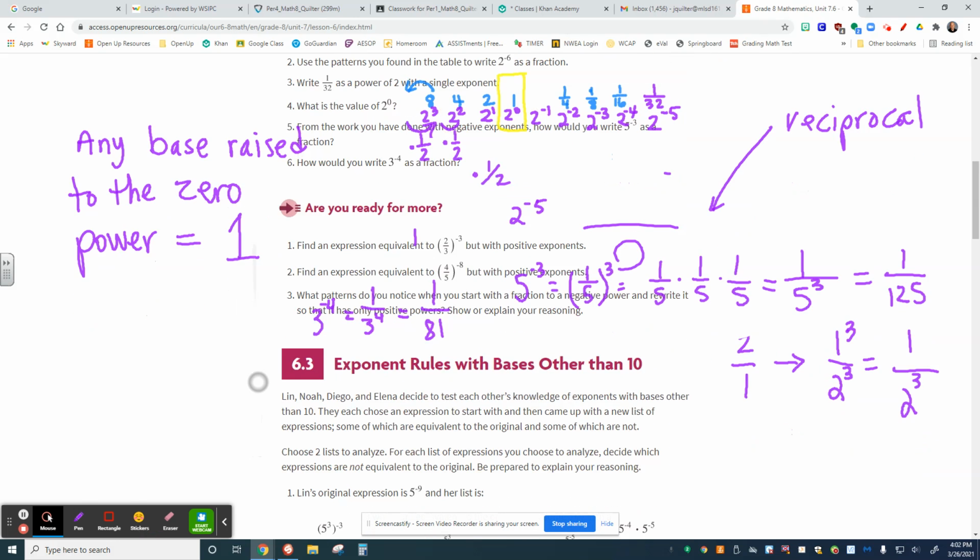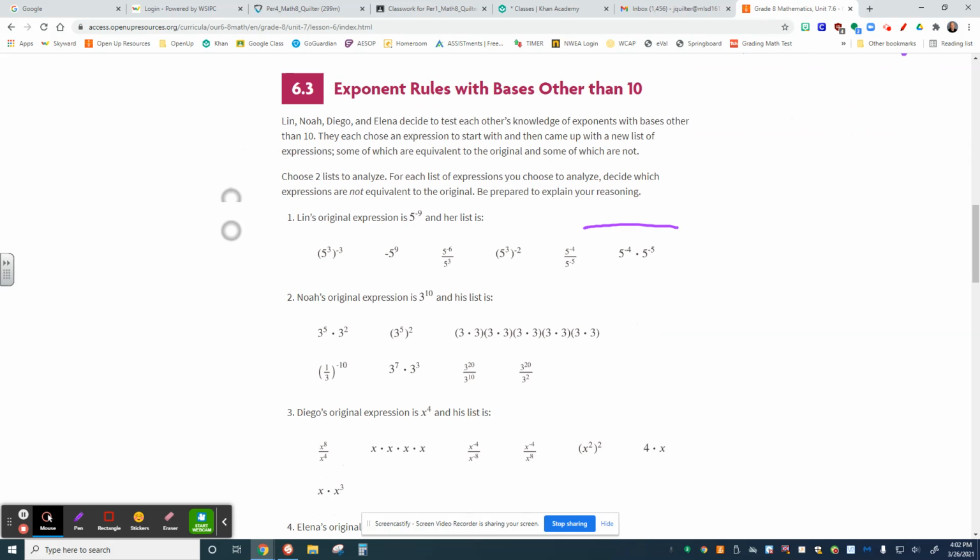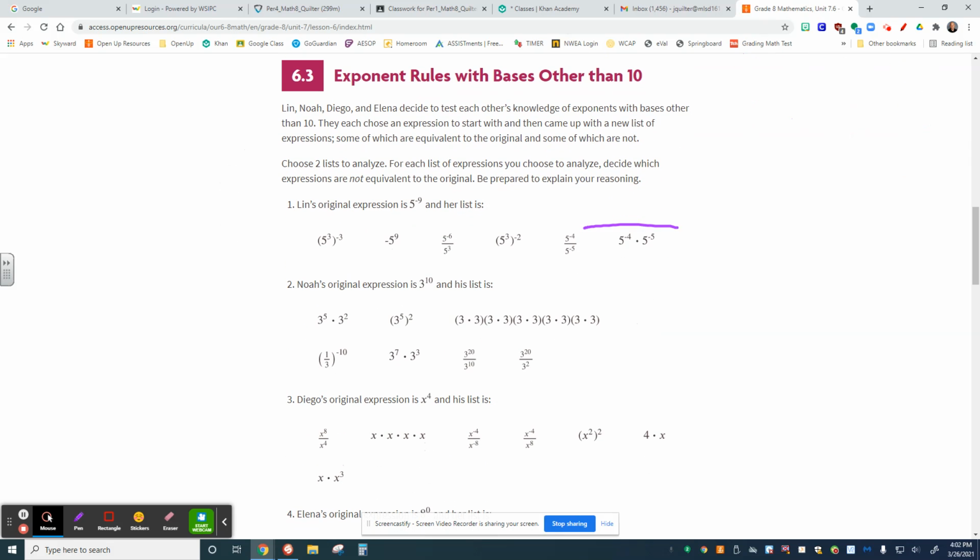All right, we're going to go on to the next section, talking about exponent rules with other bases other than 10. And so when we talk about this one, other than 10, we have a lot of rules. So we have this group of friends, Lynn, Noah, Diego, and Elena. They decided to test each other's knowledge of exponents with bases other than 10.